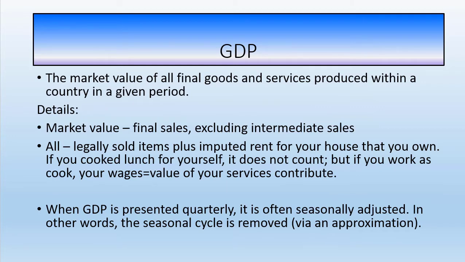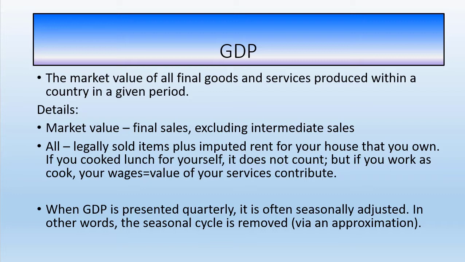GDP is the market value of all goods and services, of final goods and services, meaning the final sale, and I'll explain that a little more closely in a second. So it's the market value of all final goods and services produced within a country in a given period. Within a country, we have to put a circle around it, bound it somehow, and within a particular time period.